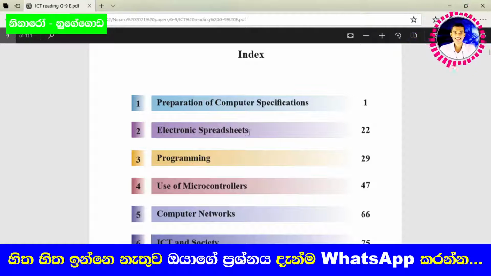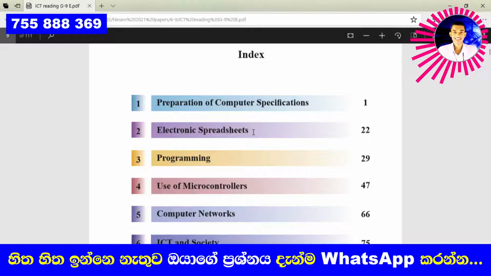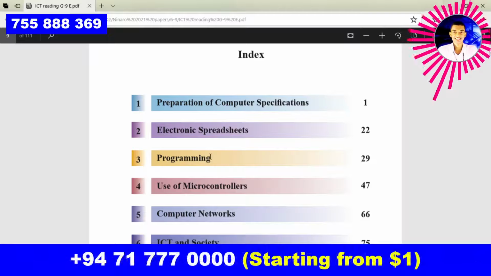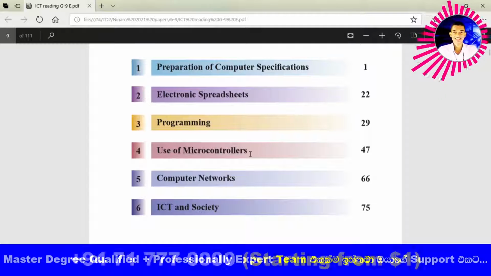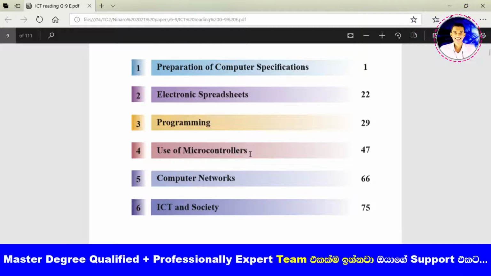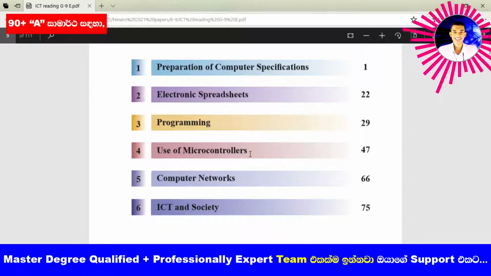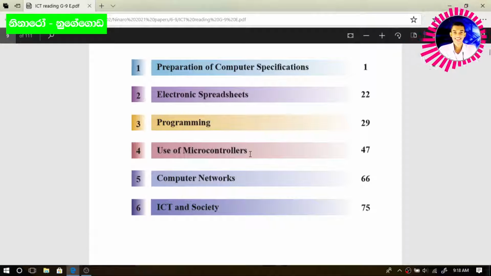Then the next one is electronic spreadsheet. Through this lesson you can learn about the MS Excel program. Then after that, programming concepts and basic programming concepts. Then use of microcontrollers. You know that there are a lot of things with the Internet of Things and microcontrollers. Nowadays we are using automated vehicles as well as automated smart homes and so many things. Therefore, through this lesson you can learn about the beginning of microcontrollers.